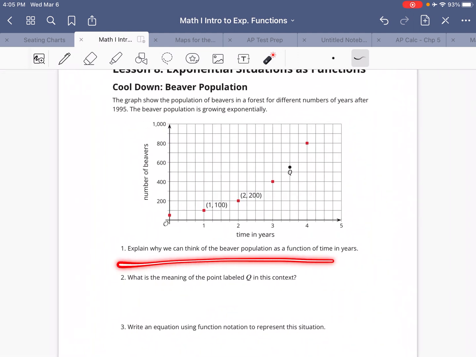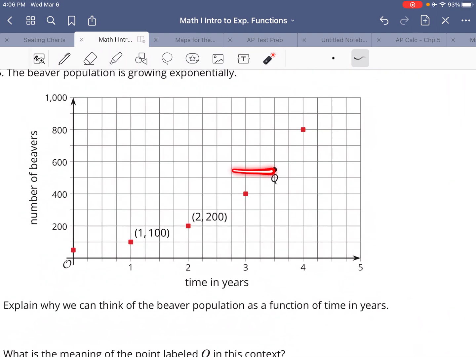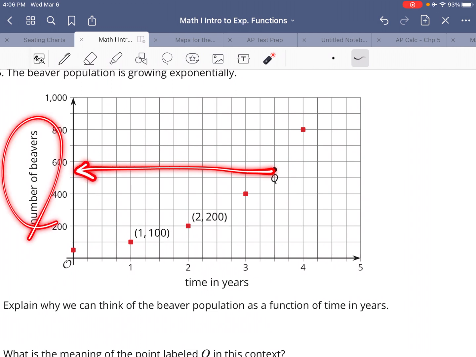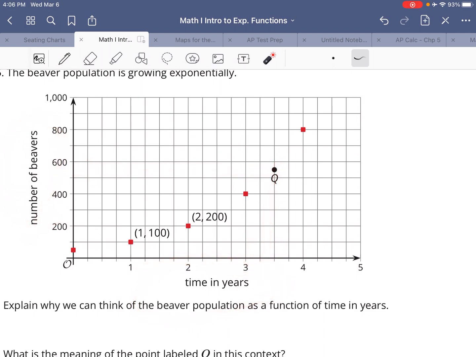Why can we think of the beaver population as a function of time in years? Go back to what I said was going to be important for the cooldown if you have to. You'll figure it out. Number 2, what is the meaning of the point Q labeled in this context? Well, what does Q tell you about the beaver population?